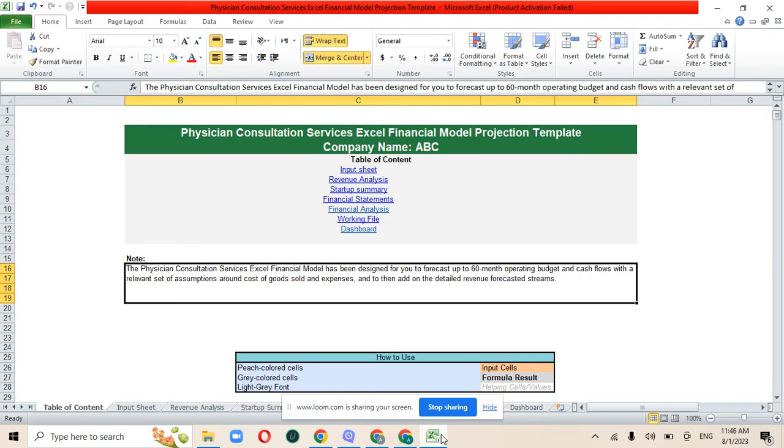First of all, we have the table of contents, which includes the input sheet, revenue analysis, startup summary, financial statements, financial analysis, working file, and dashboard.